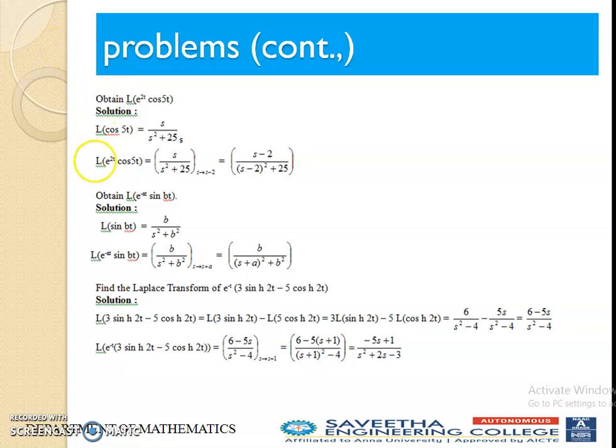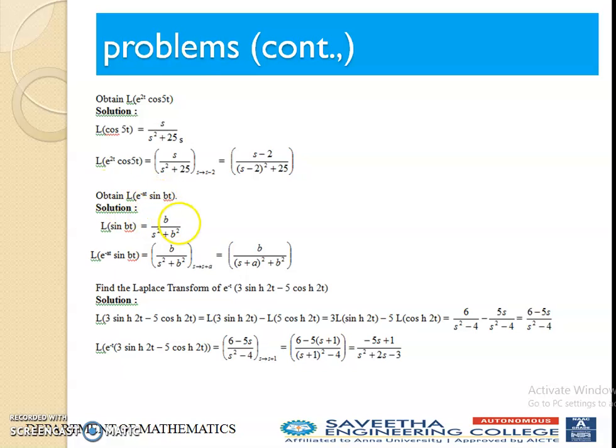But here the given e power is a positive value, so we take s minus a, so s minus 2. The formula for cos at is s divided by s square plus a square. A is 5 here, and 5 square is 25. So replace s by s minus 2: s minus 2 divided by (s minus 2) whole square plus 25. First we replace the function using the formula, then e power 2t is written as s goes to s minus 2. For every problem we can write it in a similar manner.